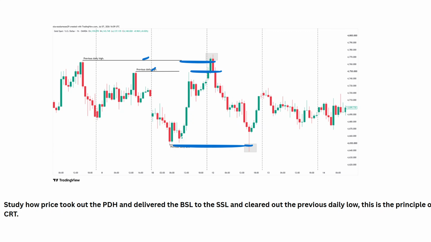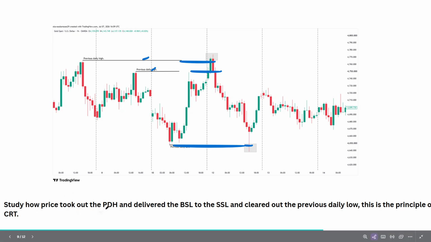Those are just names. Understand the basis behind it, and then even CRT will be very easy for you. So I said, study how price took out the previous daily high and delivered BSL to the sell side liquidity and cleared out the previous daily low. This is the principle of CRT, candle range theory. That's the principle, liquidity pairing. I hope you guys get what I'm trying to say.